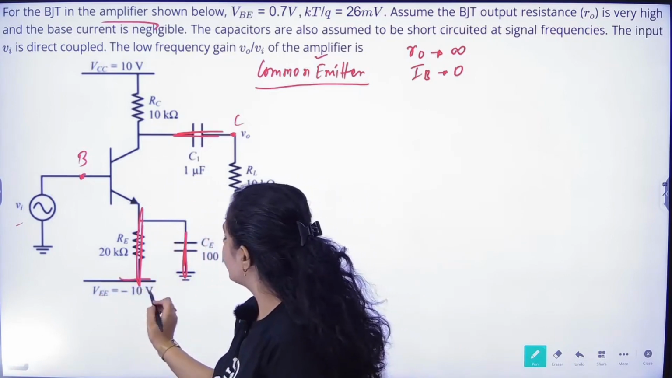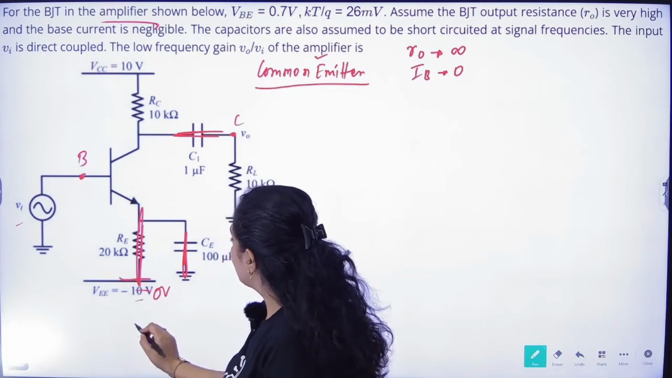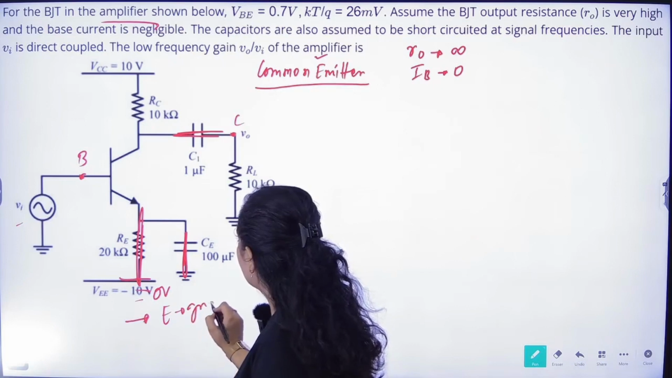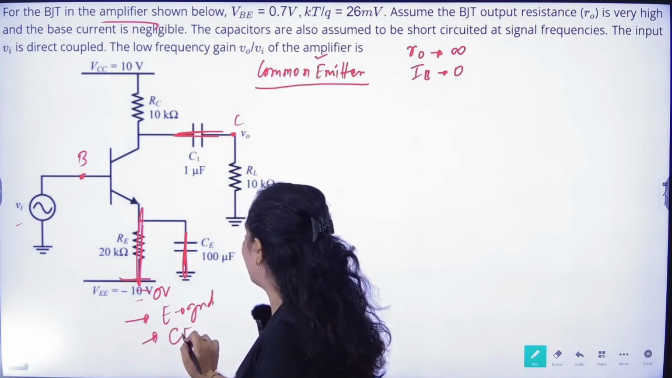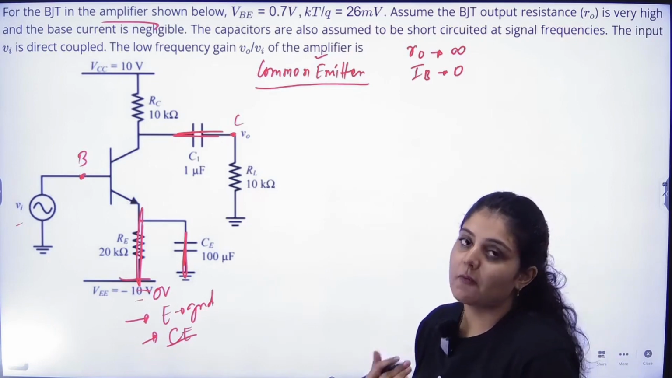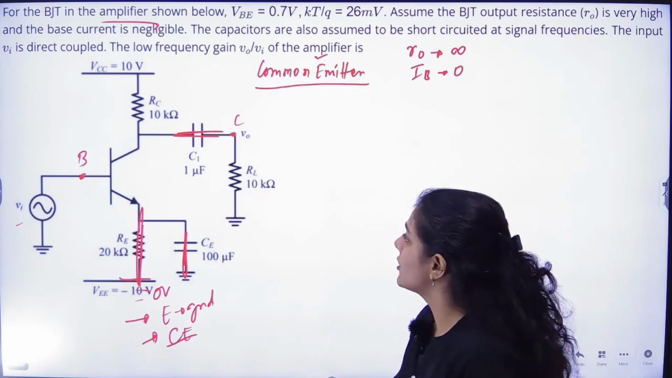So this will be grounded. That means this is connected to 0 volts, that means the emitter terminal is on ground. That means what? Common emitter configuration. We can easily recognize what type of configuration is given to us. So this is the common emitter configuration given to us.